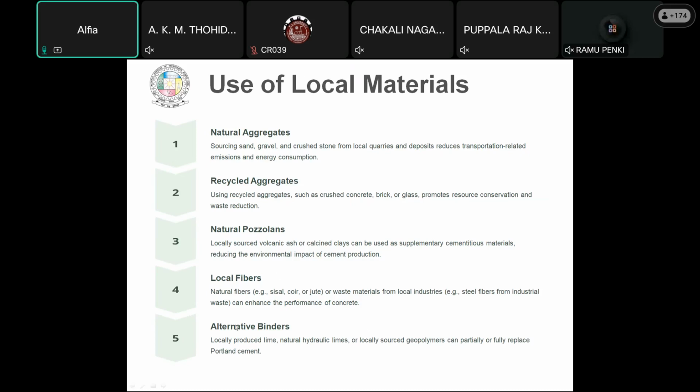And then alternative binders. Locally produced lime, natural hydraulic lime or locally sourced geopolymers can partially or fully replace Portland cement. Geopolymer itself is a concrete made of industrial byproducts with some activators, in which we can replace the cement with the geopolymers.